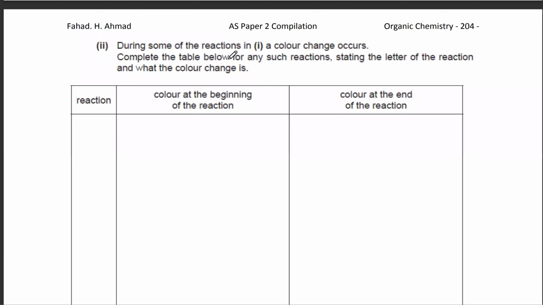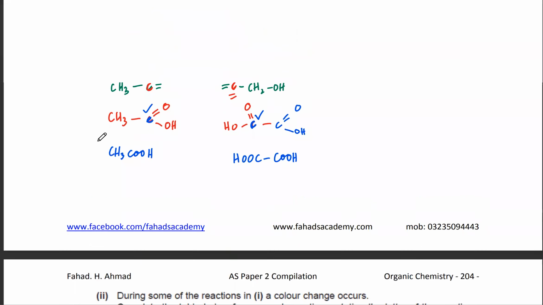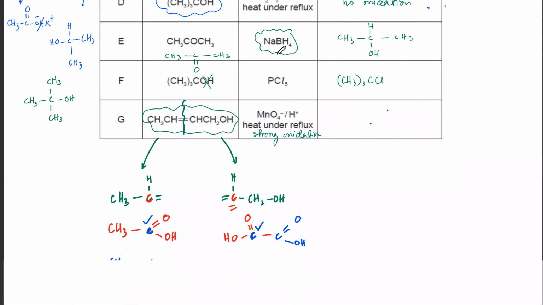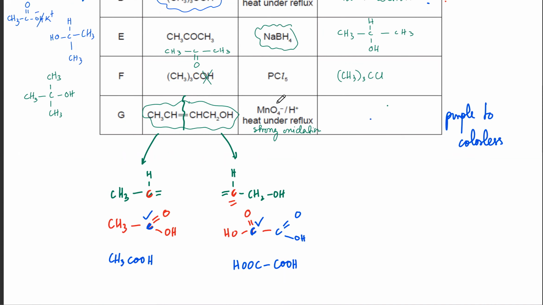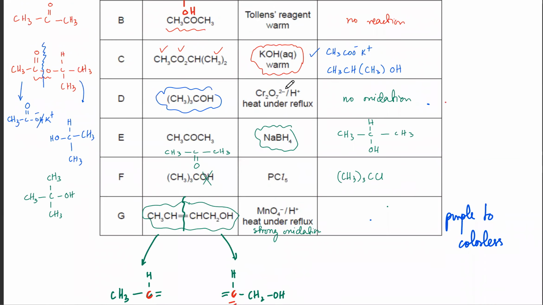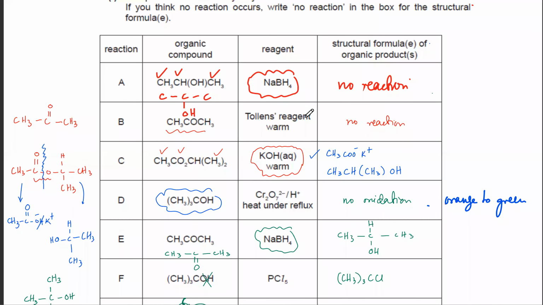He's saying during some of the reactions, a color change occurs. Complete a table, and he's saying color at the beginning, color at the end, and tell what reaction. So one by one, we're going to pick this. Remember KMnO4. KMnO4, you always get a color change. KMnO4 is purple to colorless. Make sure you remember this color change. K2Cr2O7, that's orange to green.